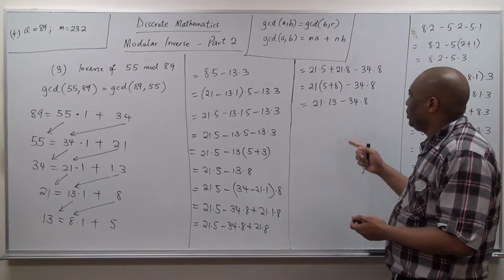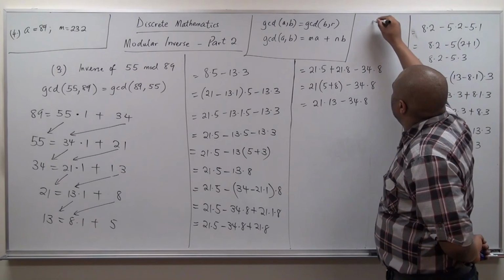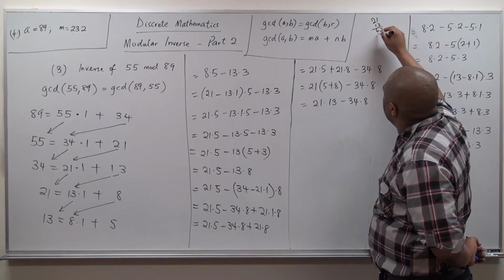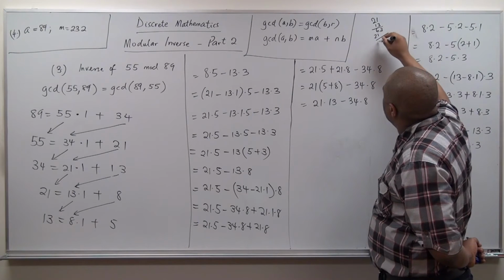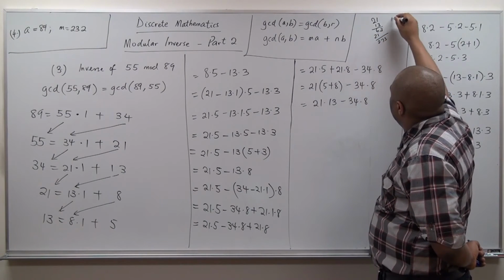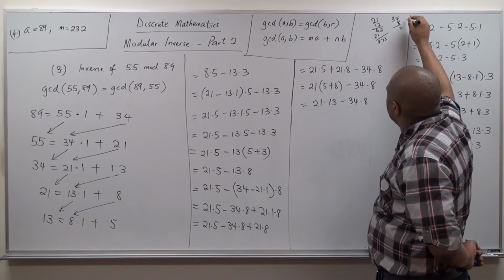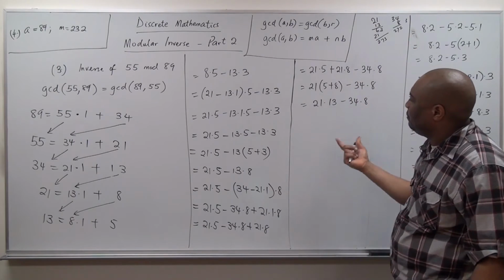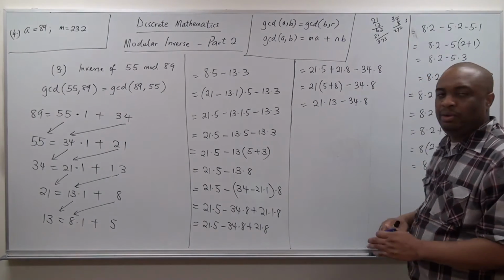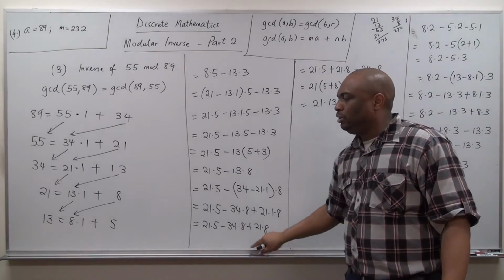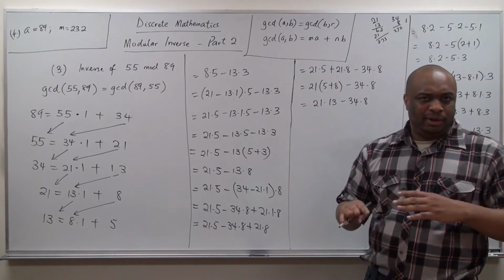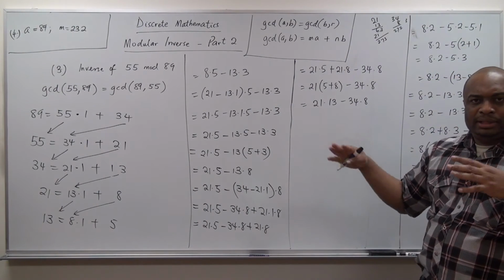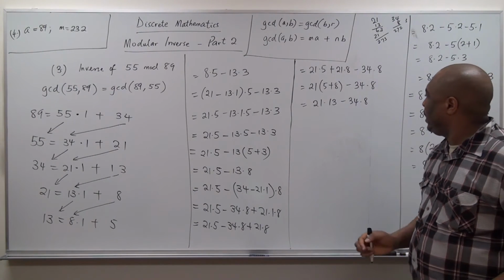So if we have 21 times 13, this is 63, and this is 21. That gives you 273. And then 34 times 8, this is 32 and this is 27, 272. So 273 minus 272 still gives you 1. Remember, we started with 1, the GCD. So as you do it, you want to check periodically, once in a while, to make sure that you're in order, right?